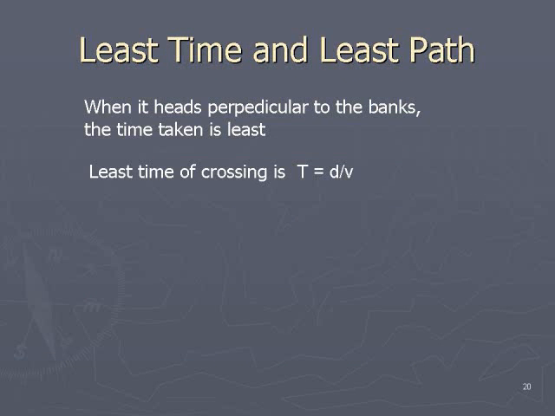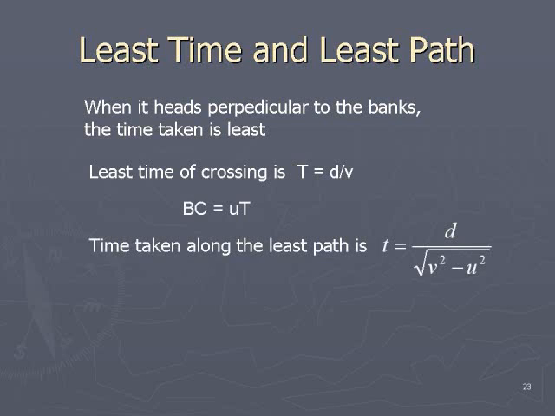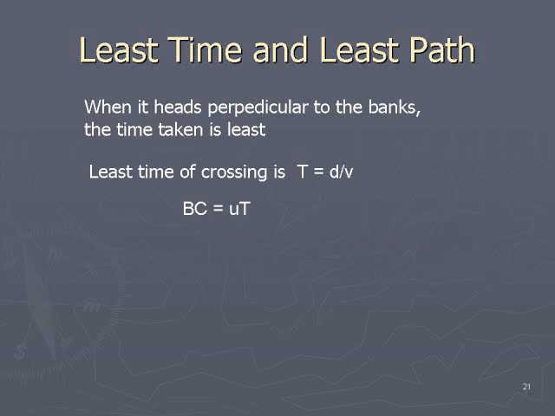But capital T will be the least time, and small t is the time taken along the least path, and u into capital T is the drift of the boat when it heads perpendicular to the banks.